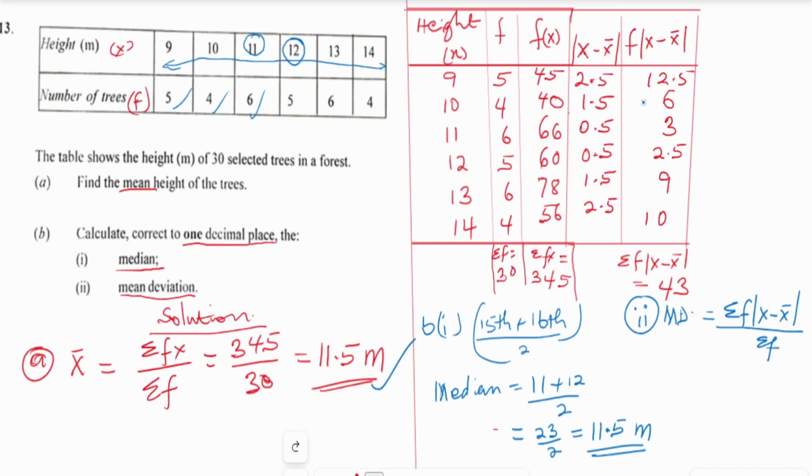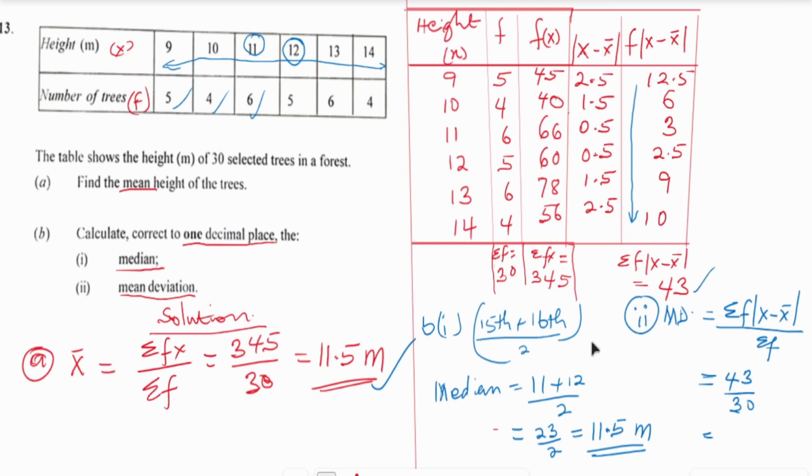Then after that, sigma means the summation. So we added everything in this column all the way to the 10. And then the answer gave us 43. So you are going to substitute that into the formula now. Sigma F times absolute value of X minus X bar gives us 43. Then over sigma F, as we have it already here, we're still going to use it, 30. And then now we just use our calculator to work that out.